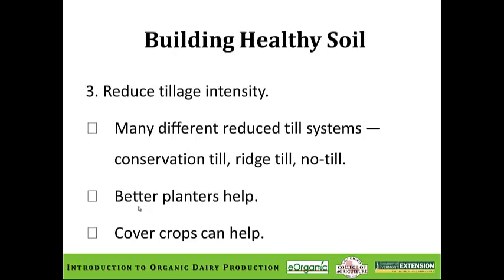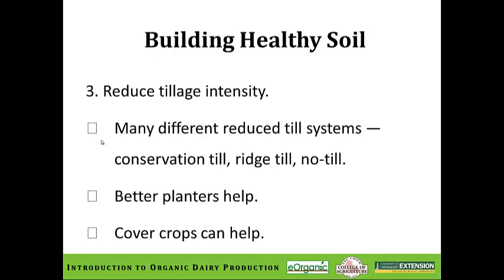And reducing tillage intensity isn't always easy, especially on organic farms where we're growing row crops and there's a need to use mechanical cultivation. But many different systems are in place today, and there's been a lot of new breakthroughs in experimentation with organic no-till. There are many different types of reduced tillage systems. There's conservation tillage, strip tillage, ridge tillage, and then full-blown no-tillage. And all of these have been used in organic systems, and there's examples of them out there through various resources.